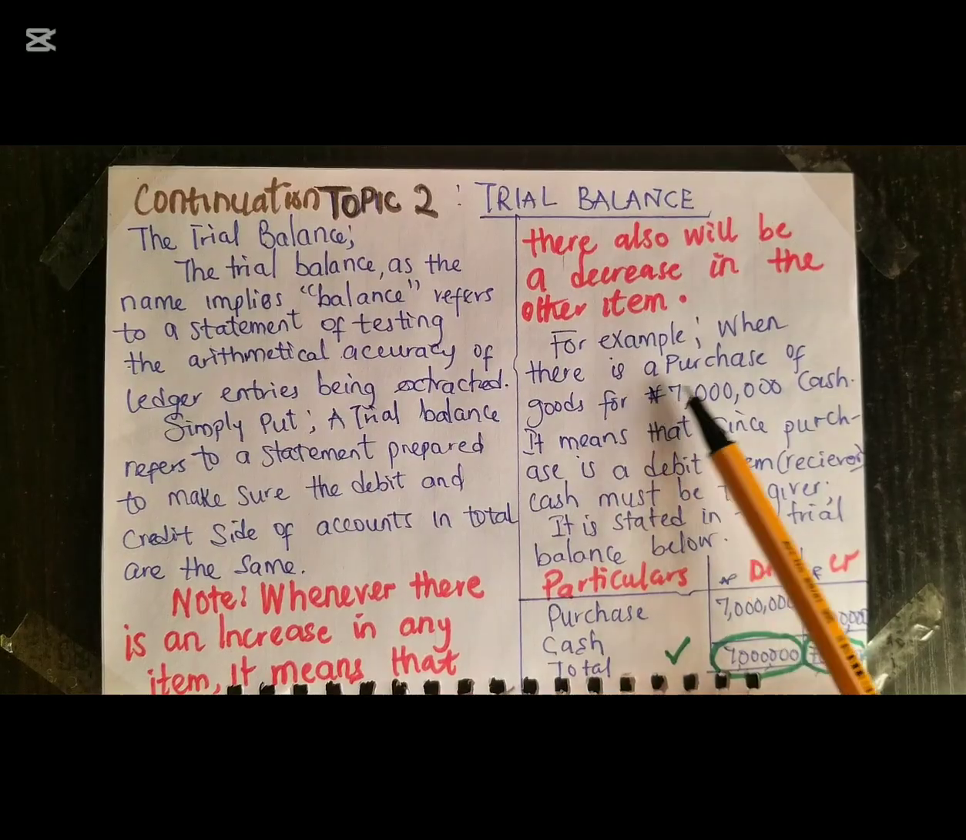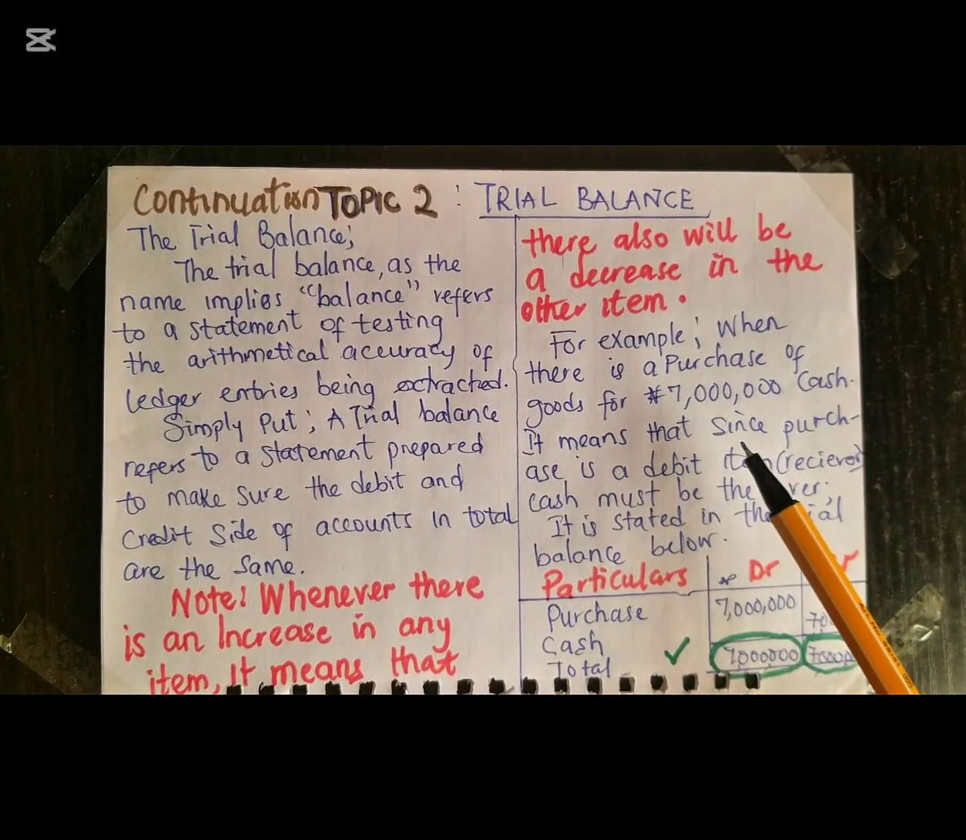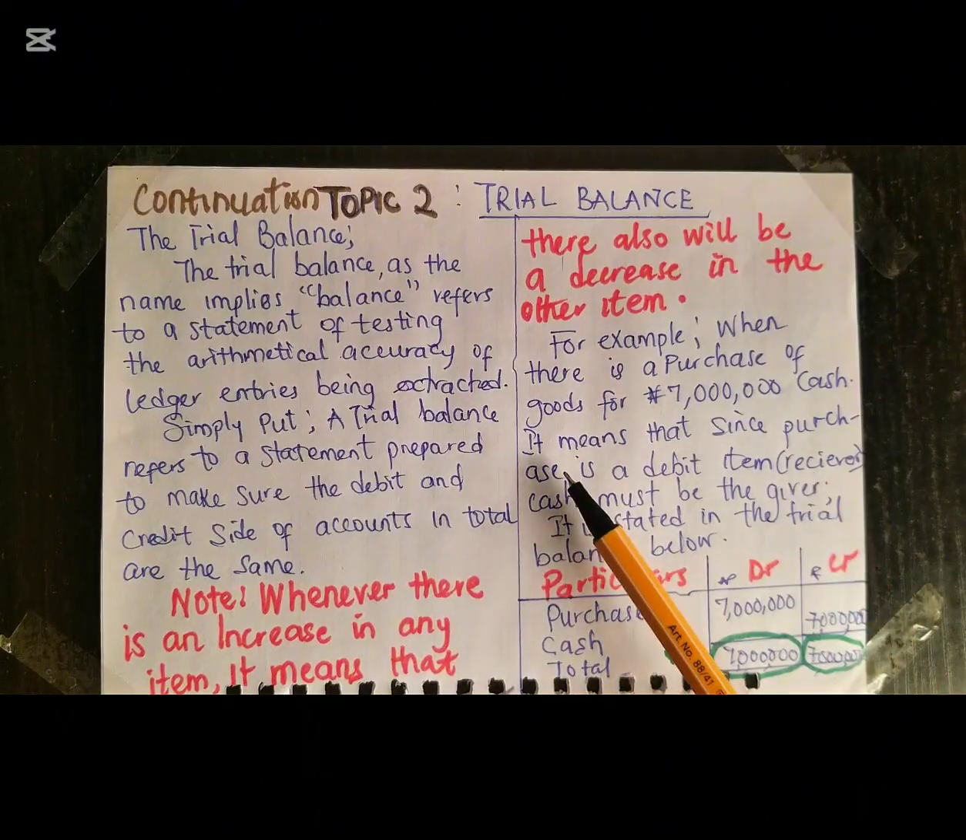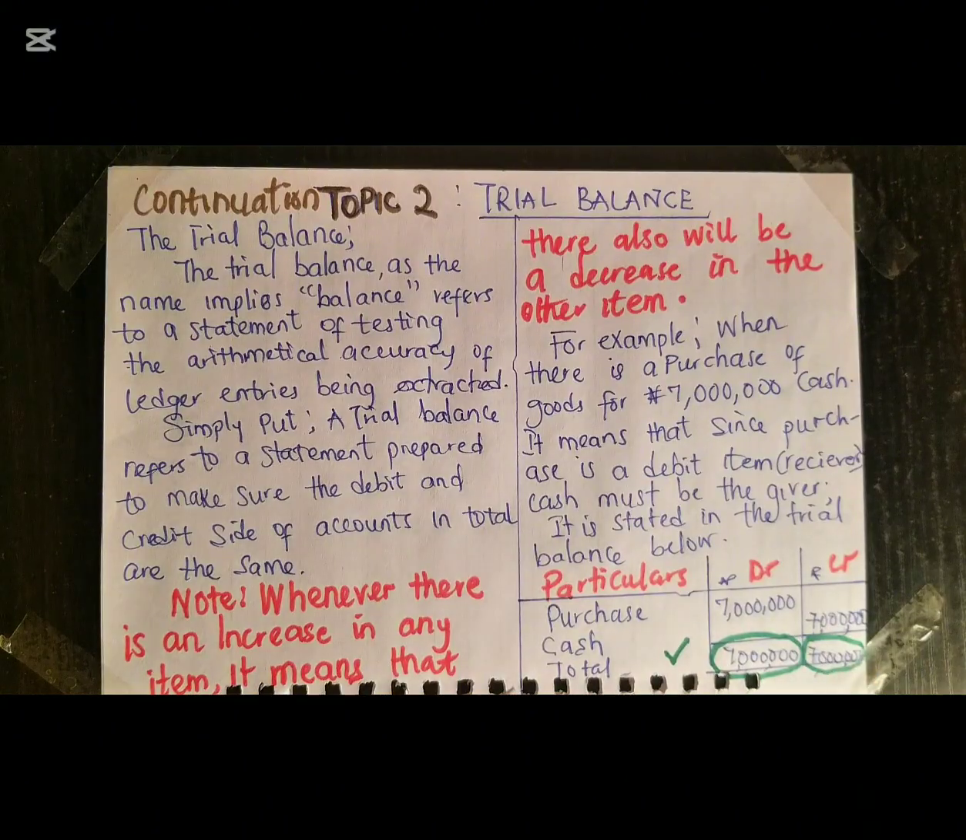For example, when there is a purchase of goods for 7 million naira cash, I don't know, I just love millions of naira, God please. It means that since purchase is a debit item, that is the receiver, cash must be the giver. It is stated in the trial balance below: purchase debited, cash credited. The balance is 7 million naira.